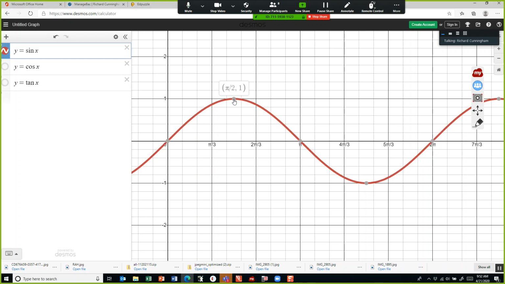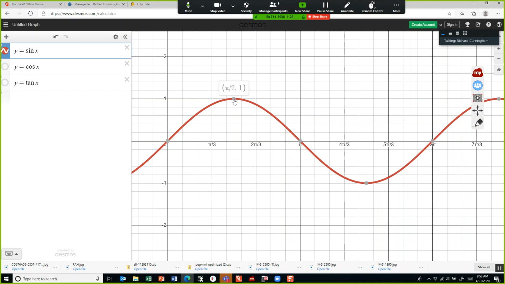How many degrees would this one be? Pi over 2. How many degrees is pi again? So 2 pi is 360, right, so 1 pi is 180. So pi over 2 is 90, okay.